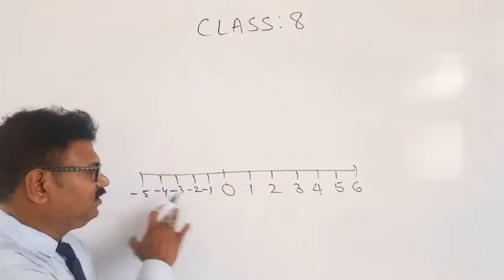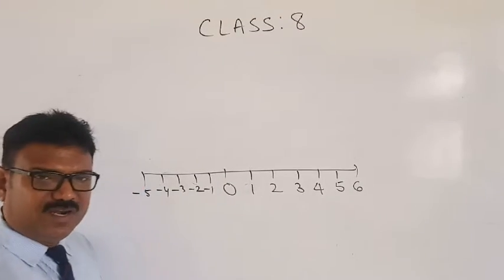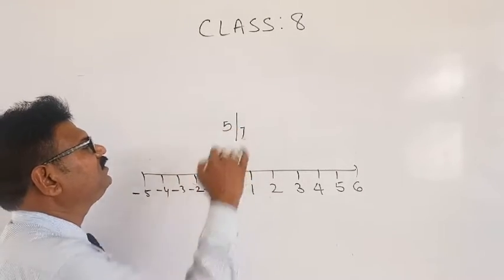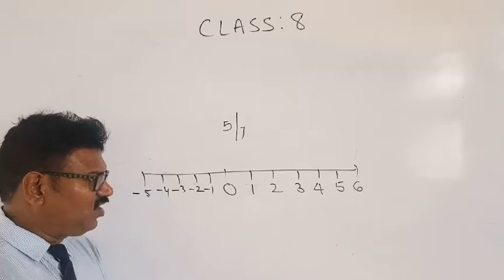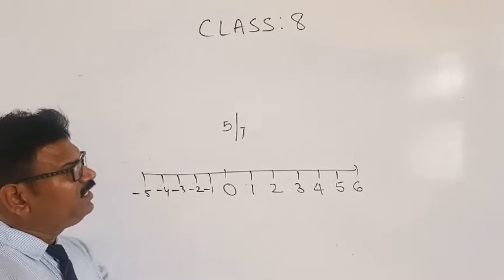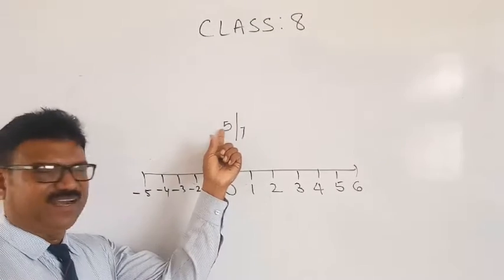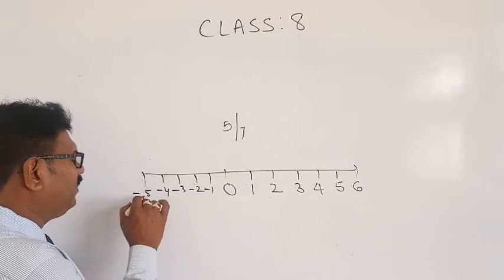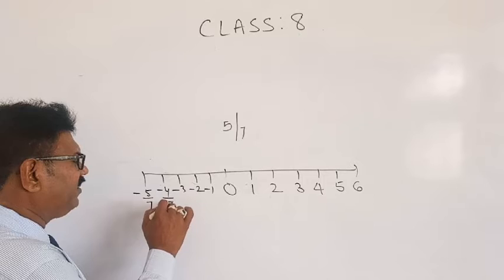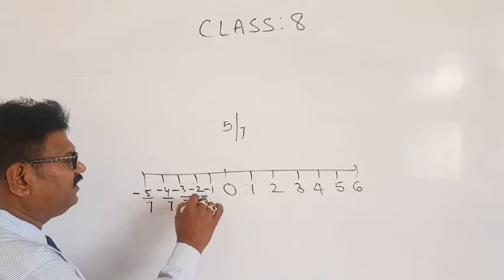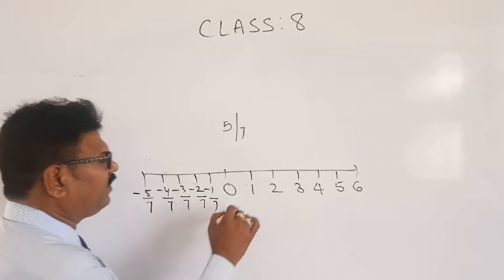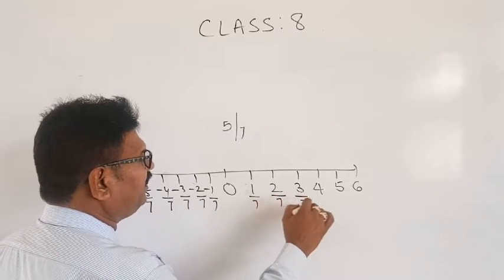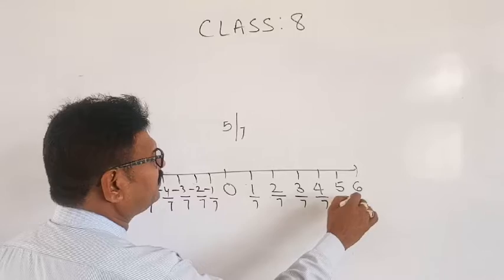Clear? This is nothing but the number line. For example, I want to locate 5 by 7 on this number line. If you see, 5 is there, but 7 is not there. Therefore, what will I do? Divide by 7, divide by 7, divide by 7. Every interval between the numbers must be divided by 7.